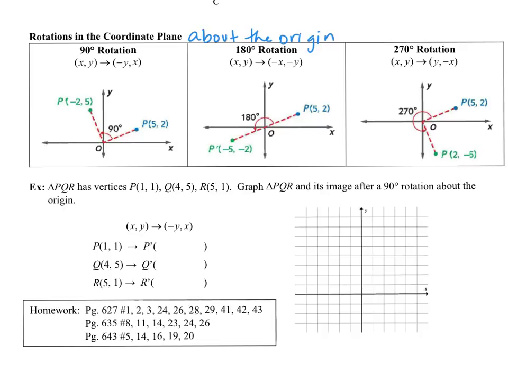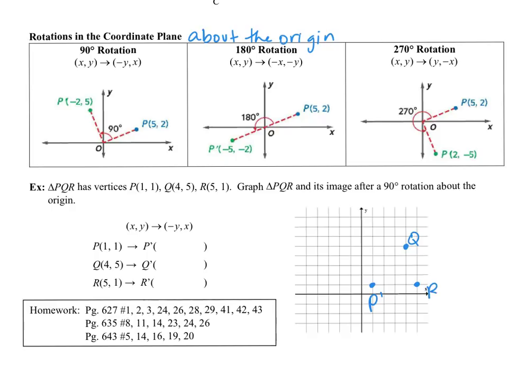So let's do one example of a rotation in the coordinate plane. So we're going to take triangle PQR that has these coordinates, and then we're going to graph its image after a 90-degree rotation about the origin. Okay, so here's the rule that we'll use. Let's start by plotting the 3 points. So we've got P at point (1, 1), and then we have Q at point (4, 5). So there's point Q, and then R is at the point (5, 1).